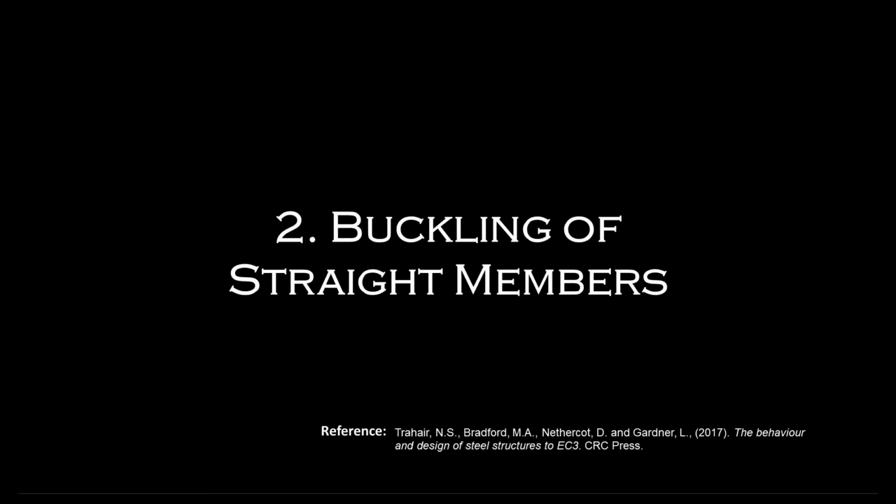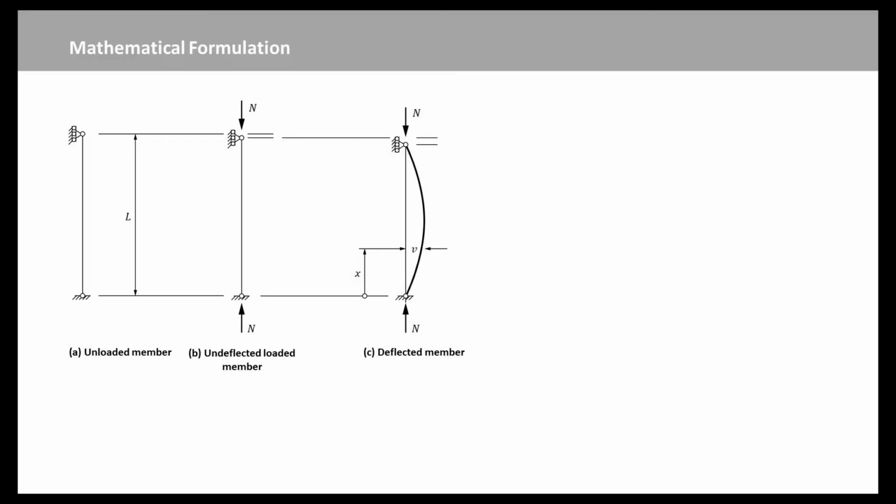Next, we will introduce the buckling of straight members. A perfectly straight member of a linear elastic material is shown in Figure A. The member has a frictionless hinge at each end, its lower end being fixed in position, while its upper end is free to move vertically but is prevented from deflecting horizontally. It is assumed that the deflections of the member remain small. The unloaded position of the member is shown in Figure A.